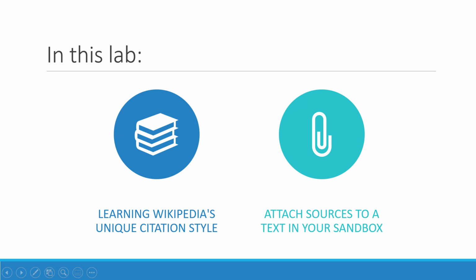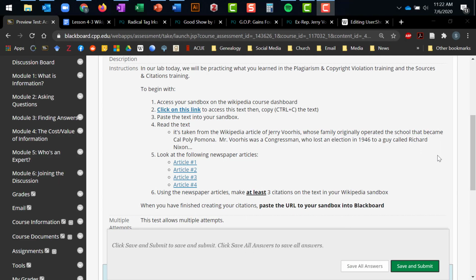While you've been learning academic citation styles previously, in this lab you will be learning Wikipedia's unique citation style, and will use it to attach sources to a dummy text in your sandbox. This lab will help prepare you to attach sources to the additions you will make to your article stub for your final project.